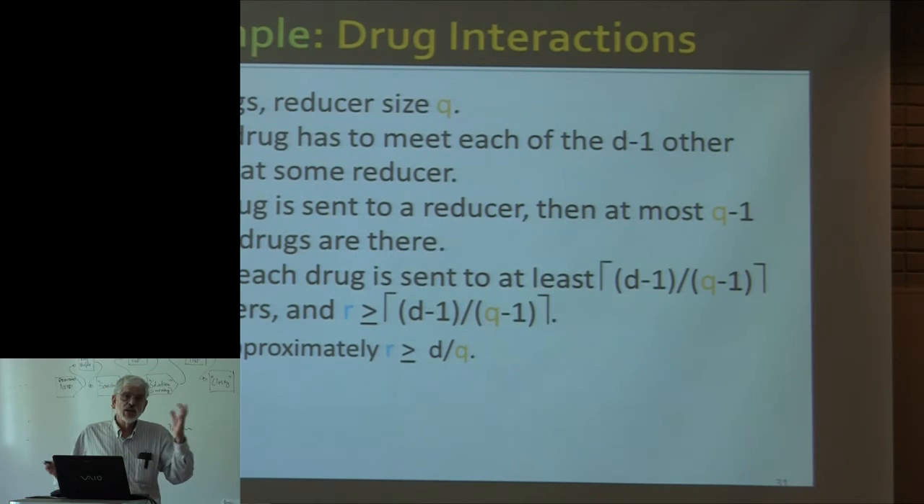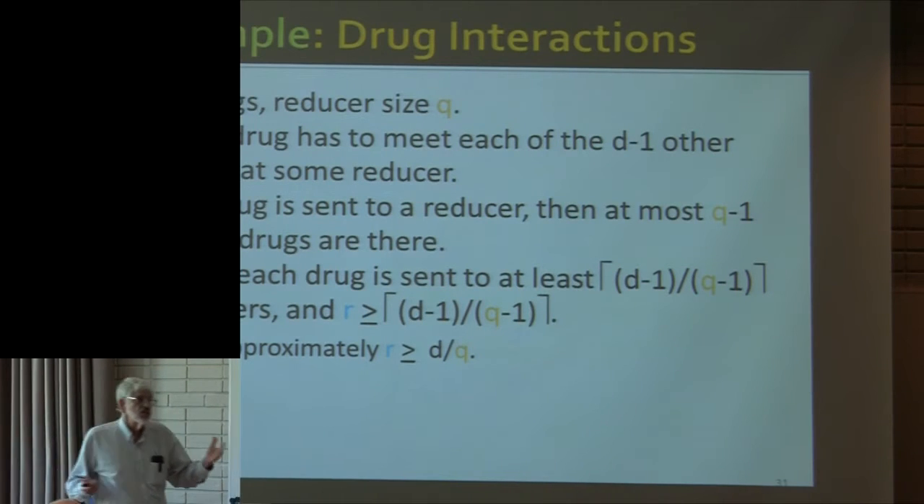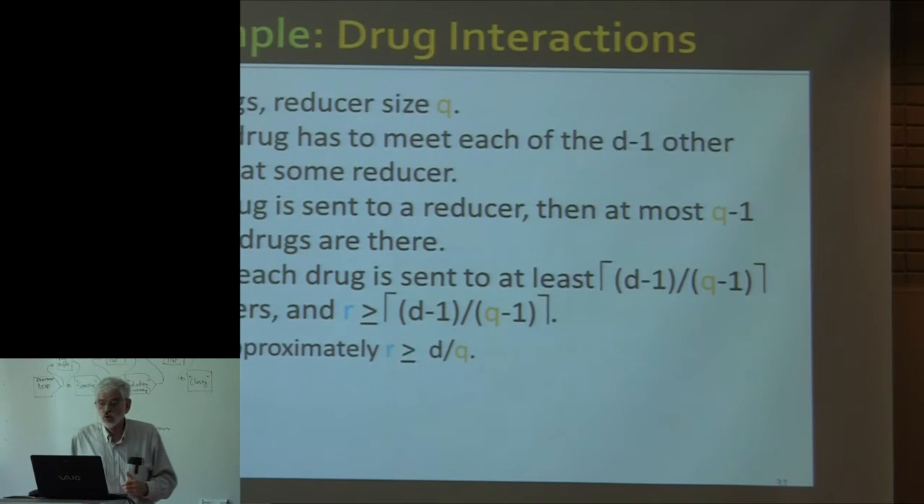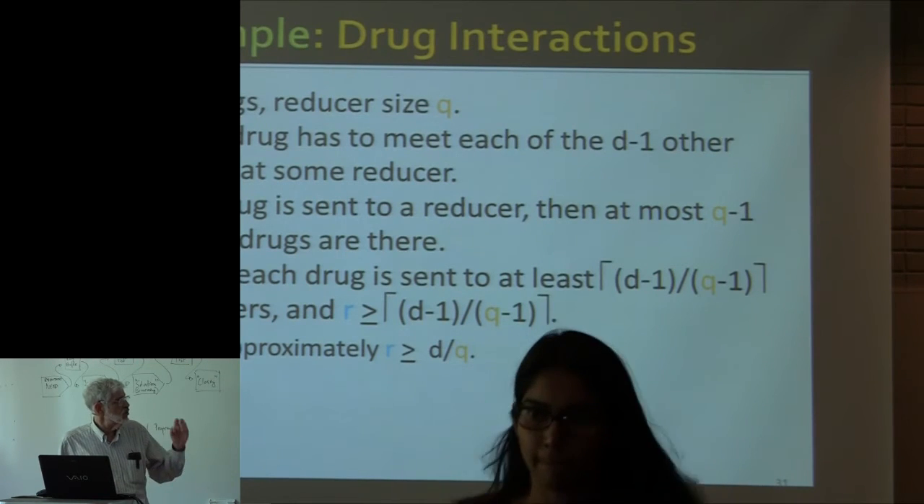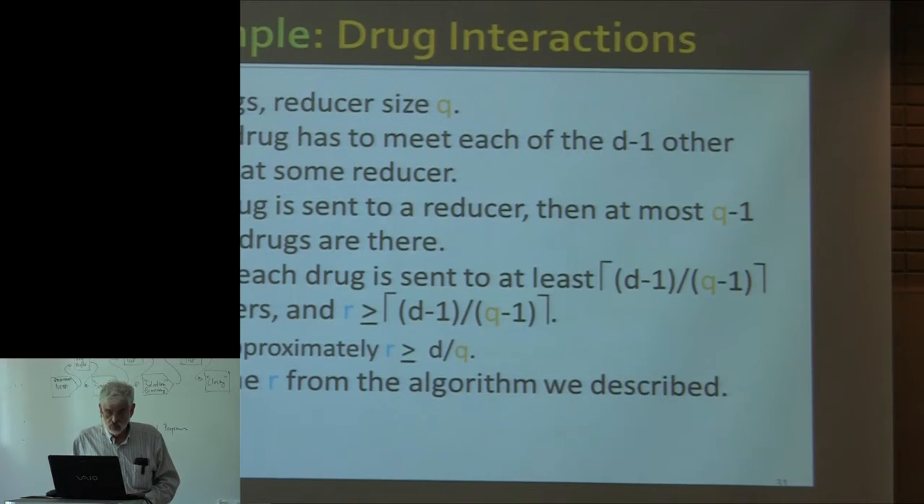Remember, R is actually just the average replication rate, the average number of copies of each input. But in this case, every input has to go to at least the ceiling of D minus 1 over Q minus 1. So at any rate, certainly the replication rate, let's call it D over Q, forgetting about the minus ones and the ceiling, is at least D over Q. Remember, I have an algorithm that has R equal to or less than 2D over Q. So the lower bound is half what I described.